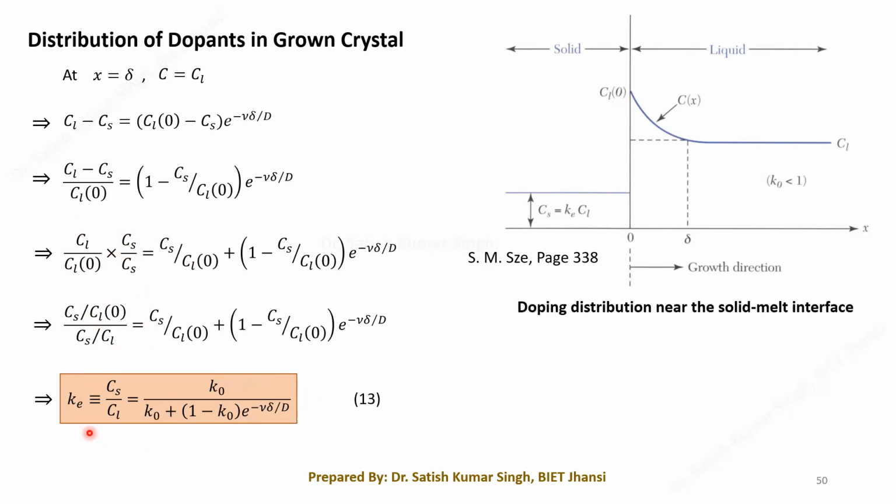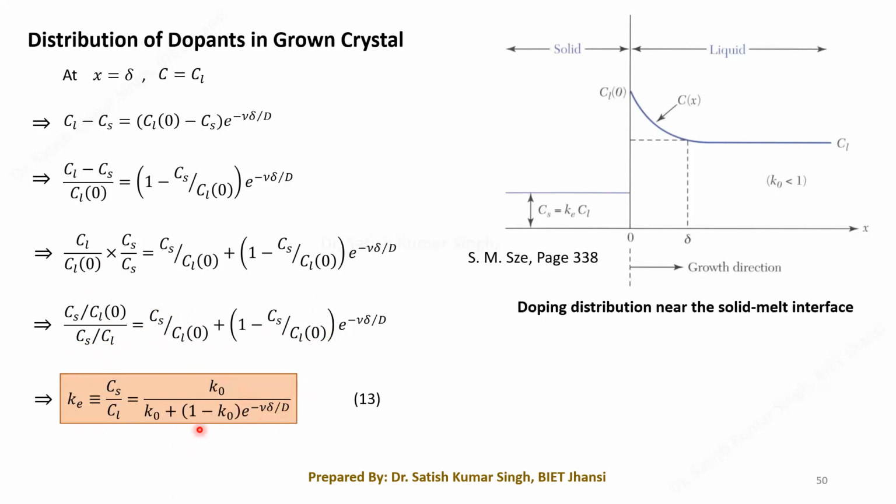What we have derived is the equation for your effective segregation coefficient, KE, which equals CS upon CL. So you can do the cross multiplication, it can go there and this can come to this particular denominator. So you will be getting this equation, and that equation will be equal to K naught. Here it is K naught, this is again K naught, and this is again K naught. So K naught plus 1 minus K naught and e to the power minus nu delta D upon D.